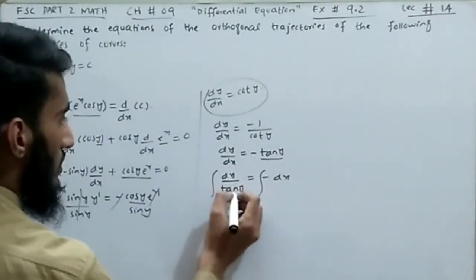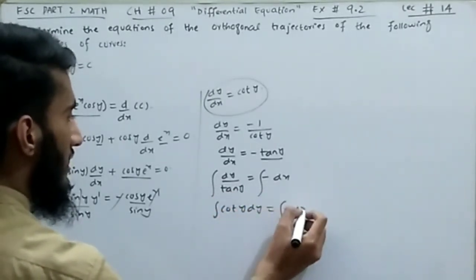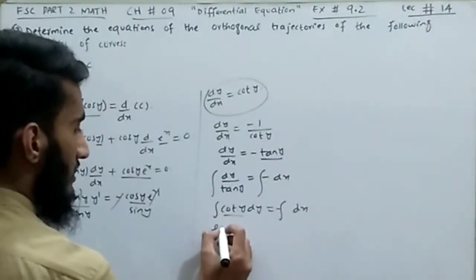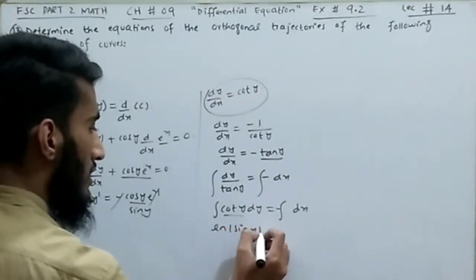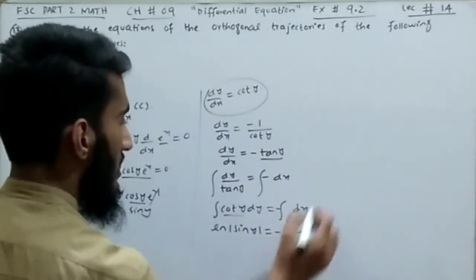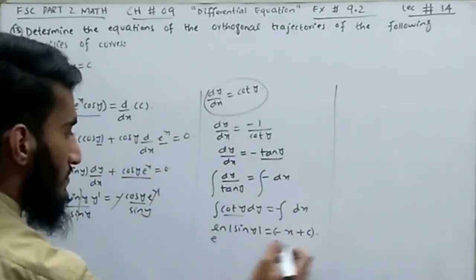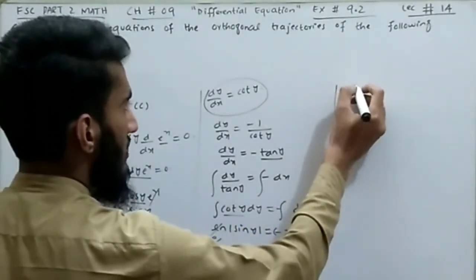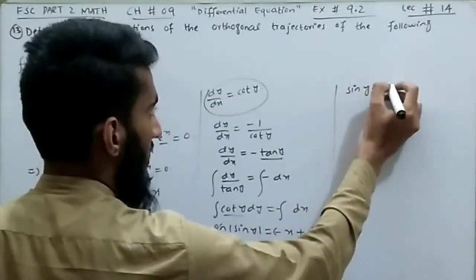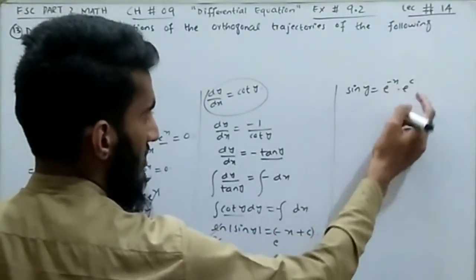Take the integral. So 1 over tangent y is actually cotangent y, and the integral of cotangent y dy is equal to the integral of negative dx. The integration of cotangent y is ln of sine y, which is equal to minus the integral of dx, which is x, plus c. Now taking the exponential on both sides, e cancels out with ln, and we are left with sine y, which is equal to e power negative x into e power c. We can write it in split form. Over here e is a constant, and a constant power a constant still gives us a constant.